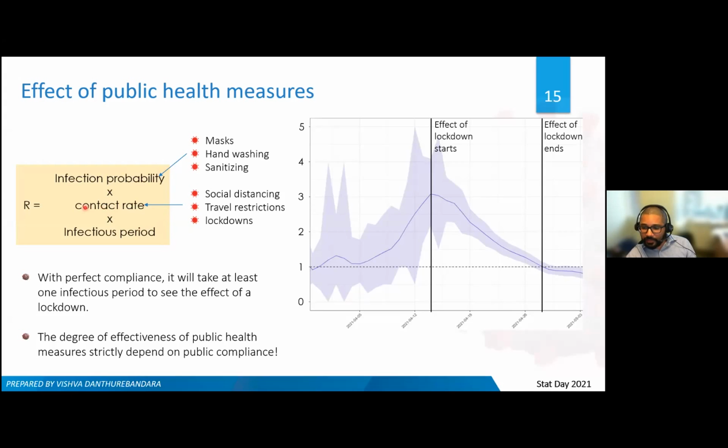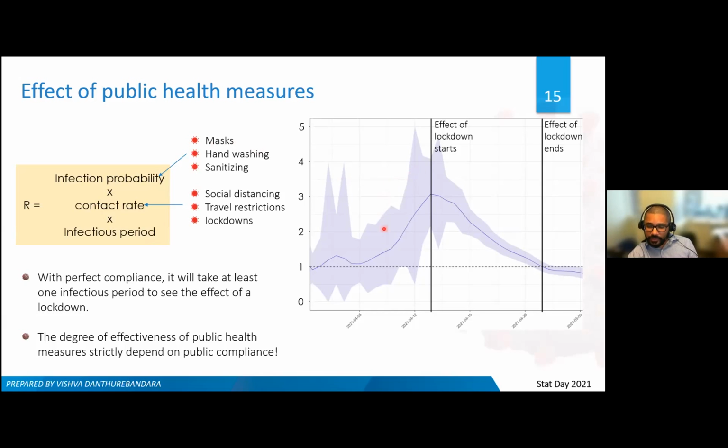However, changing contact patterns and other human behaviors are not that straightforward. We often use Google and Apple mobility data as a proxy for individual movements. And at some point, I remember we had agreements with mobile companies to give us data on movements between geographical locations. However, we know that with perfect public compliance, it will at least take one infectious period to see the effect of restrictions in case counts. What does that mean? That means if you implement a lockdown today, you will not see cases going down until 2 weeks from now. That can be even longer if the public compliance is poor.